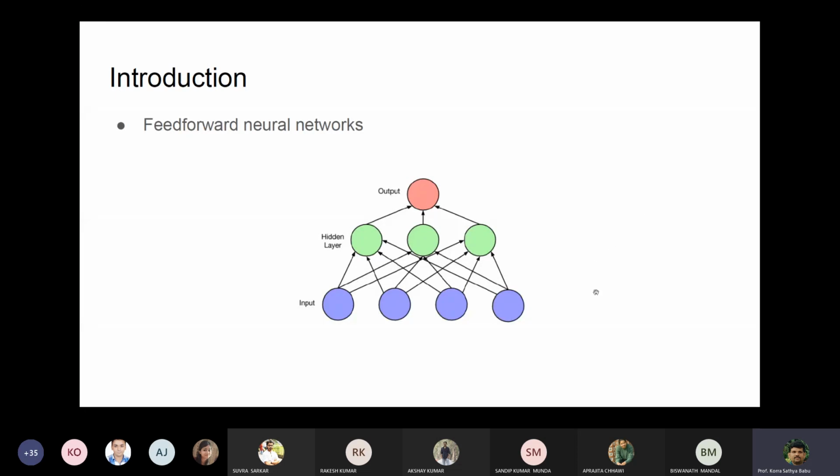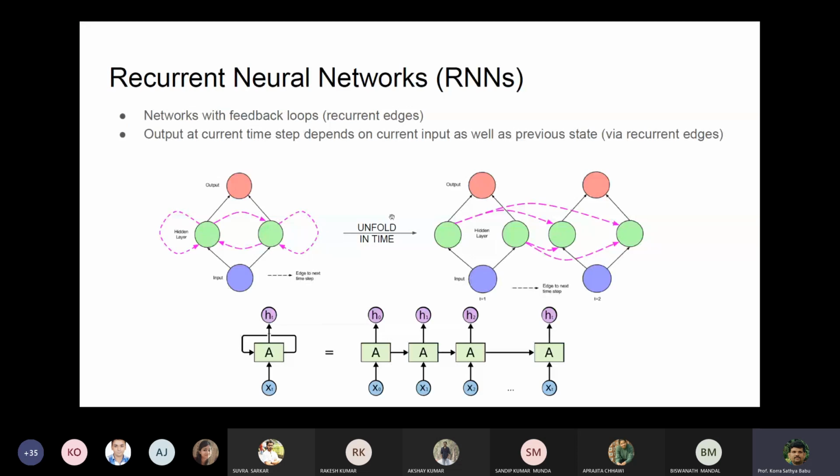So we entered into learning the concept of recurrent neural networks. We said that these are networks with feedback loops which have recurrent edges. Okay, this is what we have seen. The output at the current time step depends on the current input as well as the previous state, via the recurrent edges. So this is the input and this is the output, and we have the recurrent edges here.